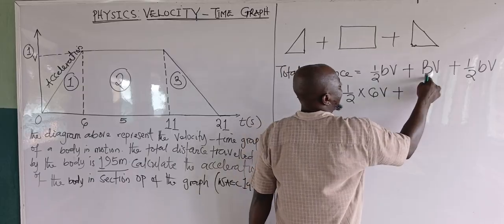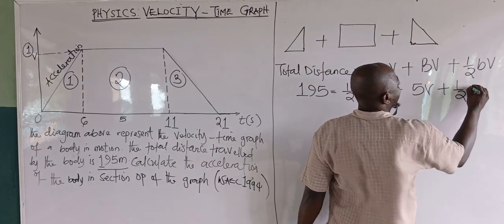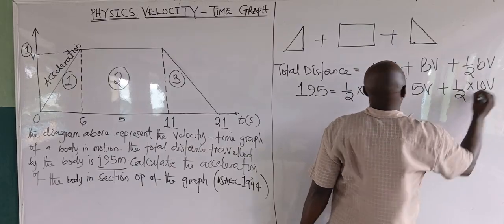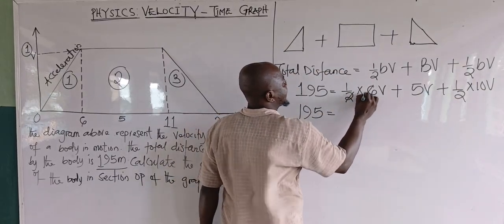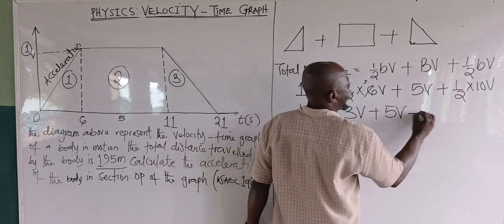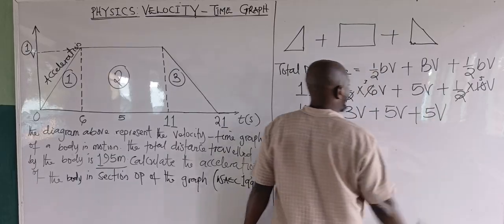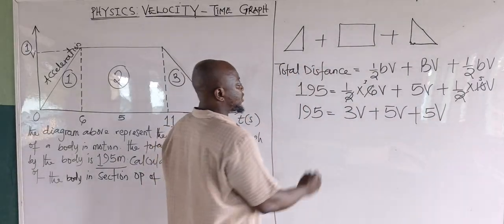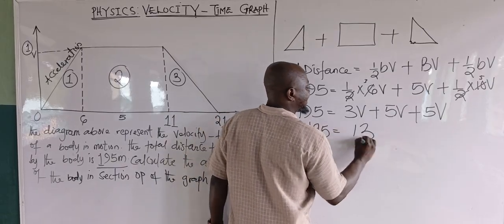Let's put it like this. Here will give us 5V. Then here will give us 10V. So I know that this value is 3V plus 5V plus, this cancels this, 5V going further. If I do the math all together, here will give me 13V.